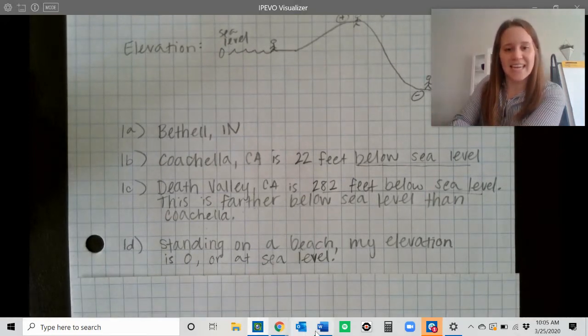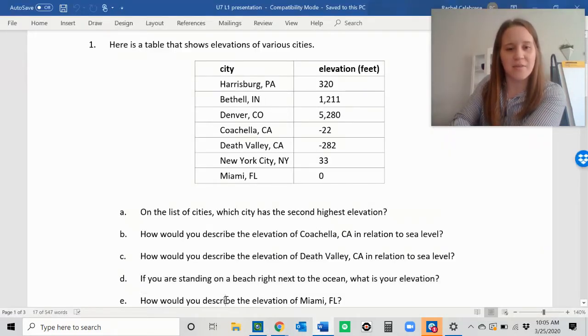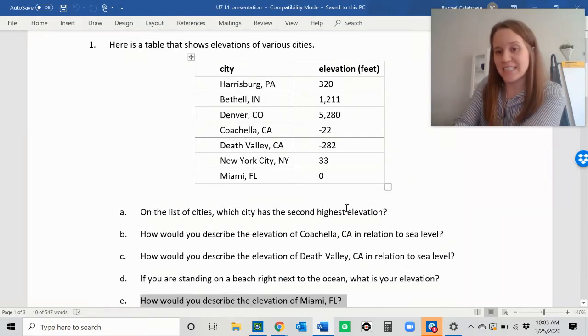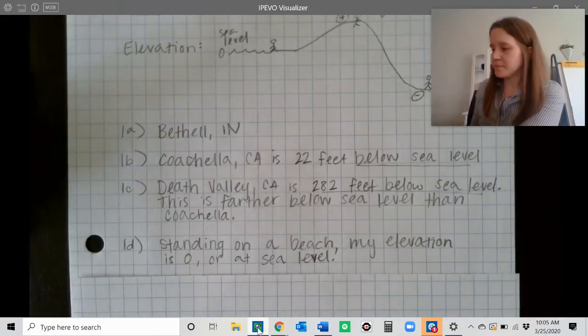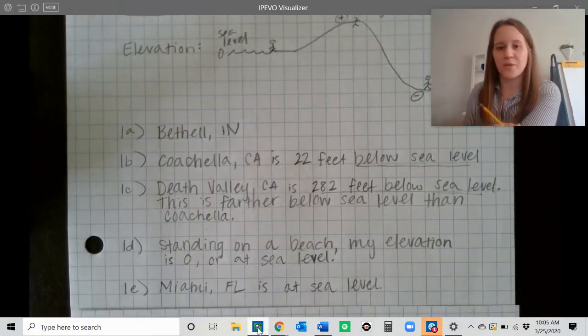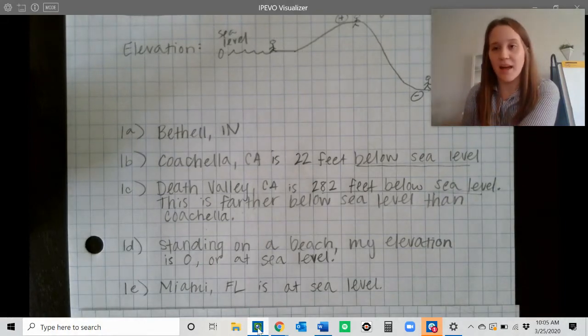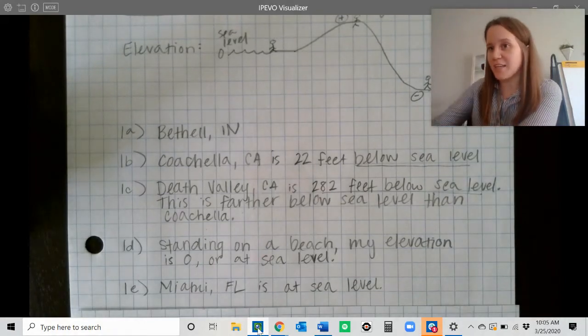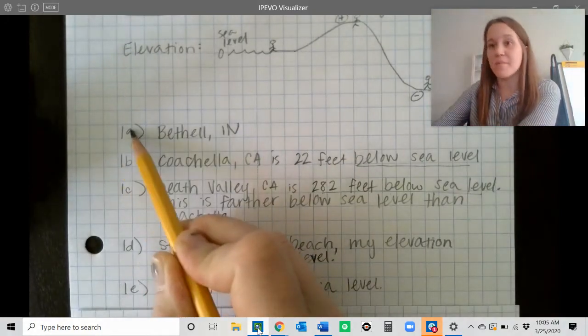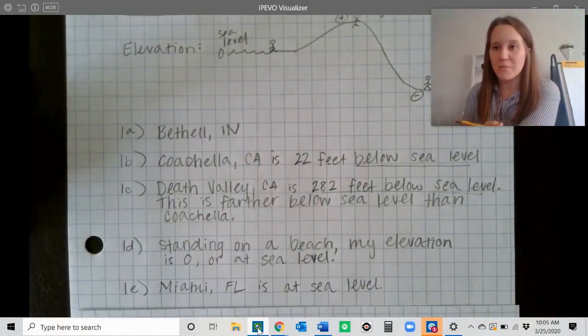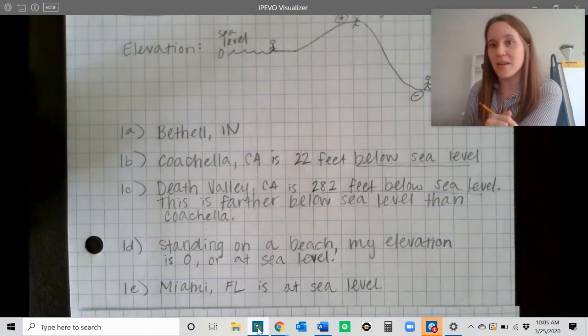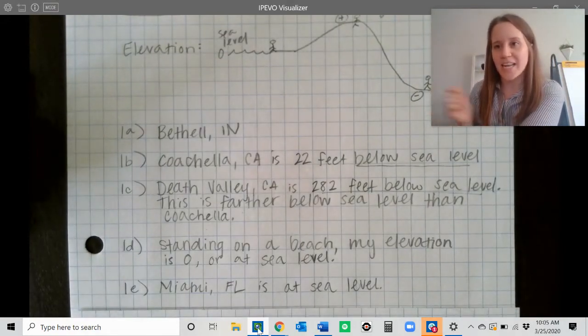Okay. And the last one so far, 1E, how would you describe the elevation of Miami, Florida? The elevation of Miami, Florida is 0, so that means that Miami, Florida is at sea level. Okay. If you got a question right on the first try, you can show that by putting a little check mark next to the question number. That's optional. If there's anything you need to adjust now, go ahead and pause the video while I have these answers displayed and jot them down.